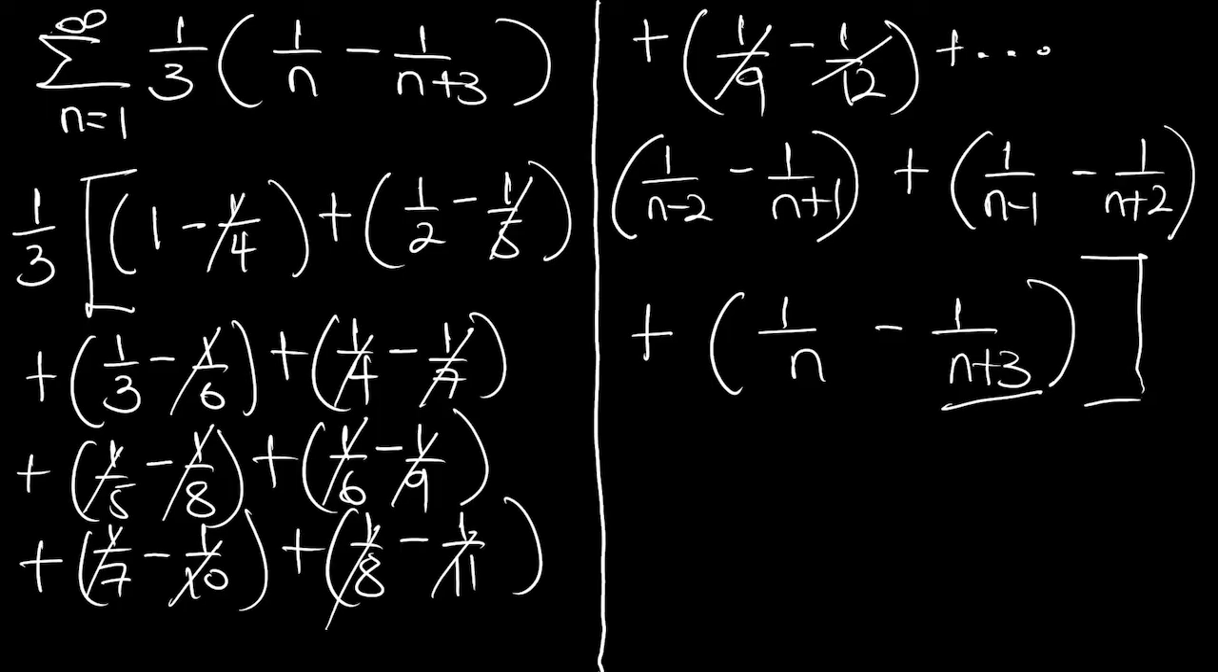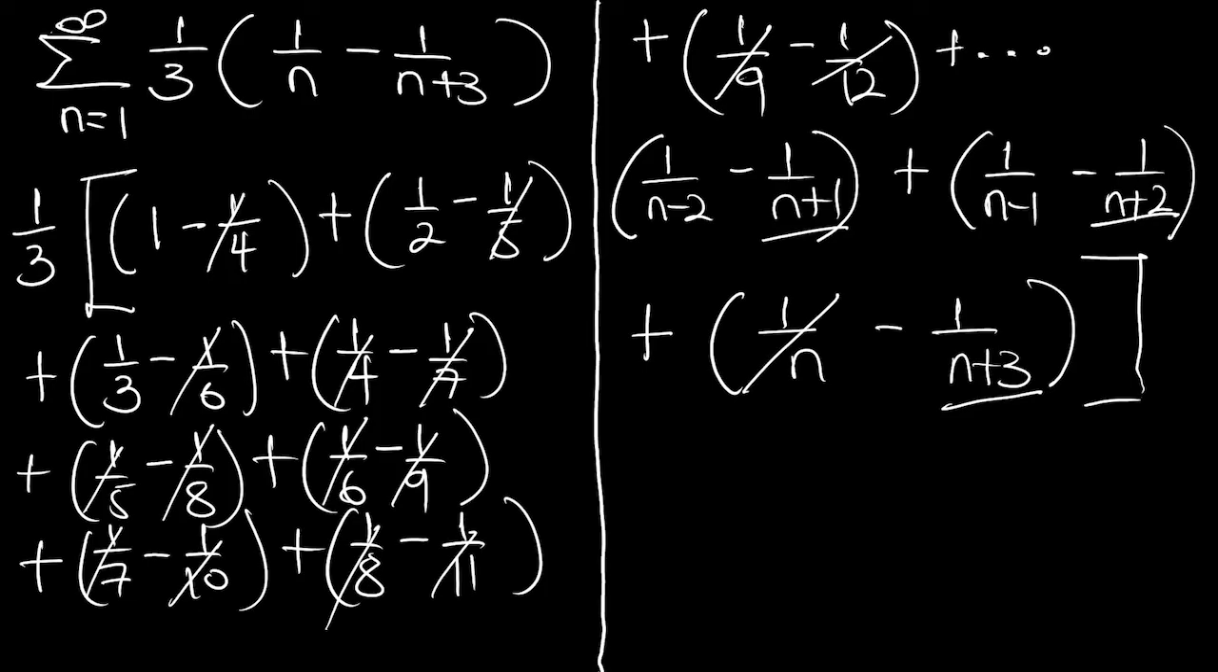But let's look at 1 over n. If we keep on subtracting 1 from the terms going backwards, you have negative 1 over n plus 3, negative 1 over n plus 2, negative 1 over n plus 1, and the next term that's going to be there is negative 1 over n, which is going to cancel this, right?